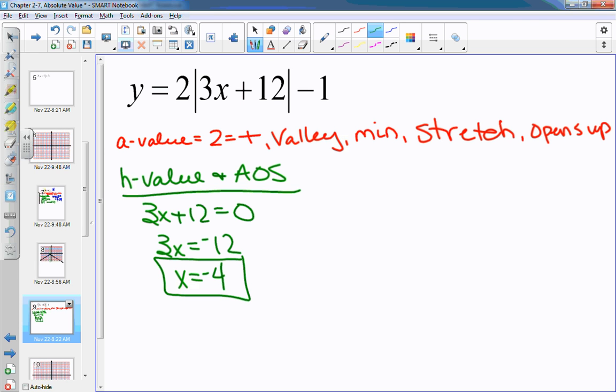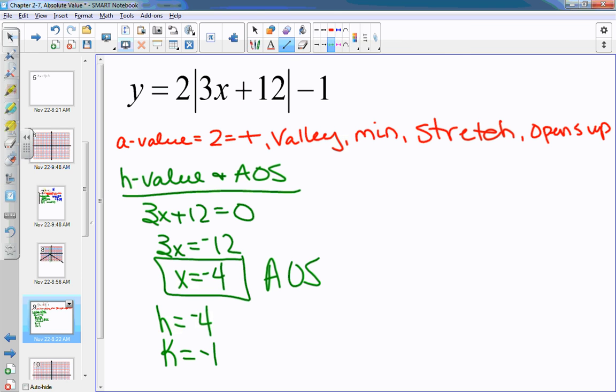It represents 2 things. It's my axis of symmetry, and what else is it? It says that H is -4, correct? So if H is -4, what can you tell me about K? K is your vertical shift, which means I went down 1 unit, so that's going to be -1. What do I get out of all of that? I get my vertex. And what is my vertex? That's the point (H, K). Very good.